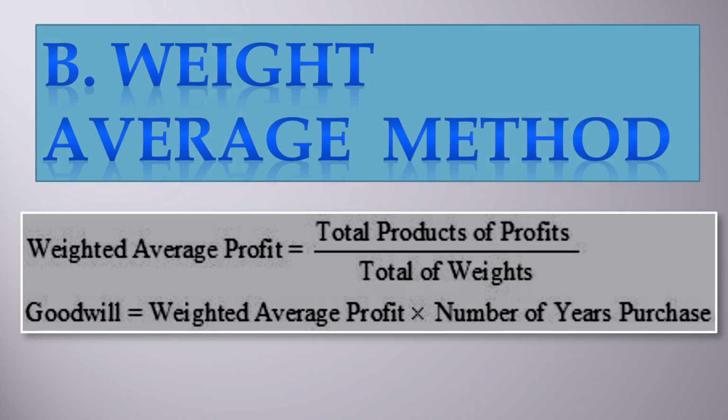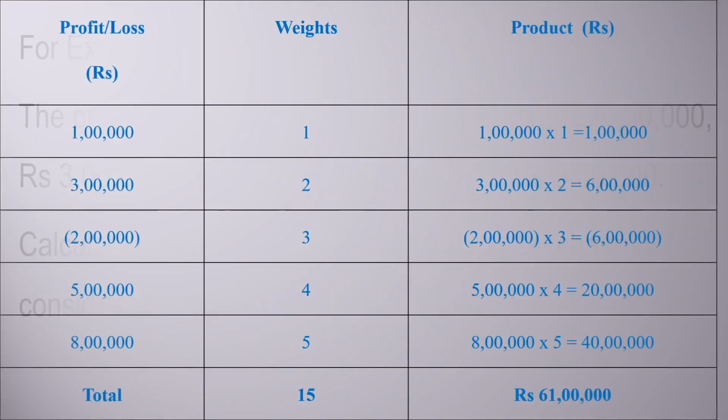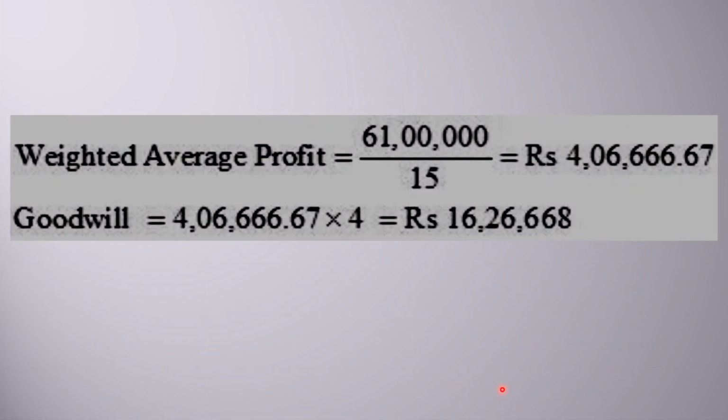Now when you calculate the weighted average, you have to find the total product divided by total weight. Total product equals the year's profit into respective weight. If you multiply, then you will get the total product. Here is the problem, which we already explained. There is a profit, here is the weight. Profit into weight is called product. So total product as well as total weight. Total product divided by total weight equals weighted average profit. After that, we can find the value of goodwill on the basis of number of years' purchase.